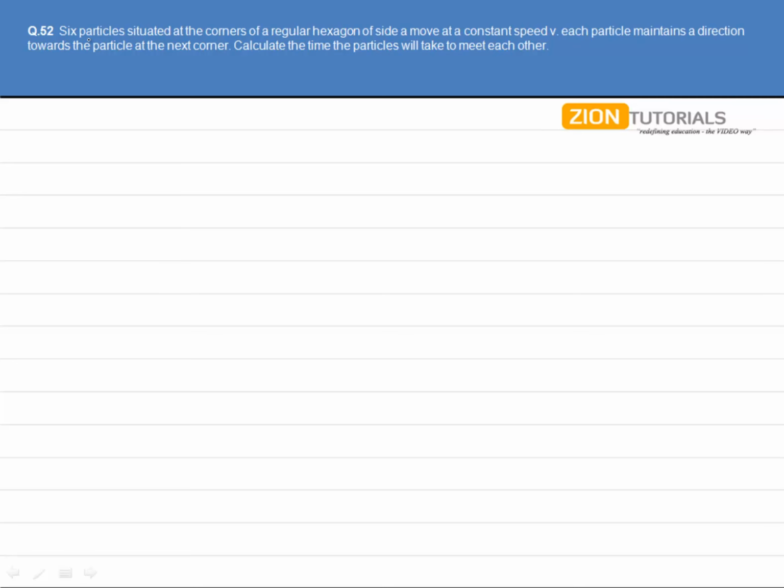As the question says, 6 particles situated at the corners of a regular hexagon of side A move at a constant speed v. Each particle maintains a direction towards the particle at the next corner. Calculate the time the particles will take to meet each other.